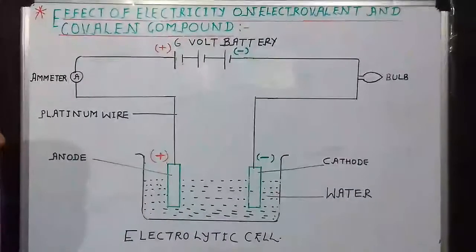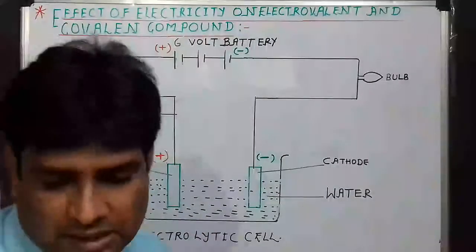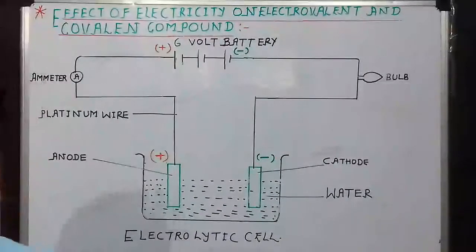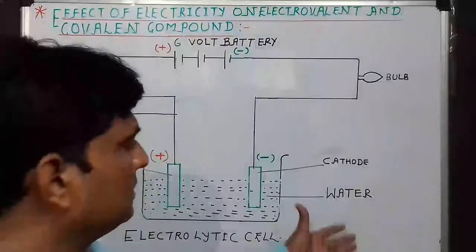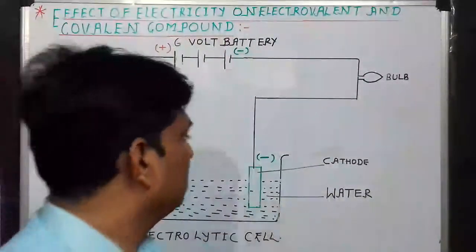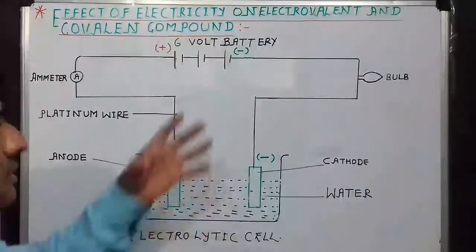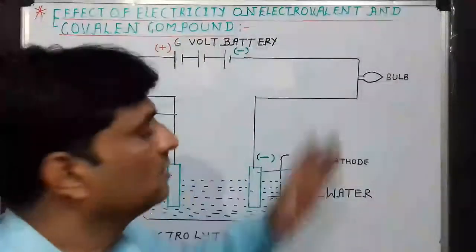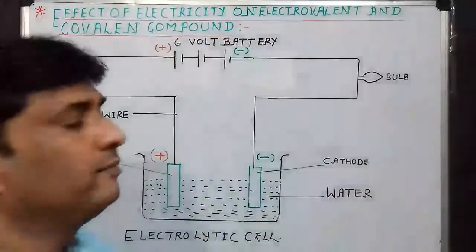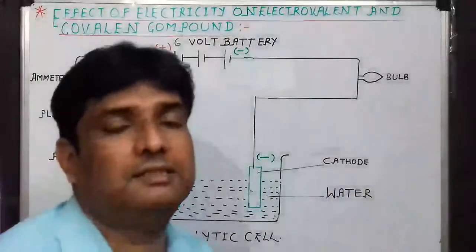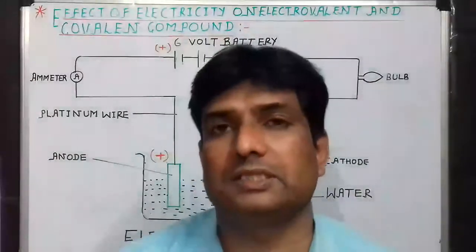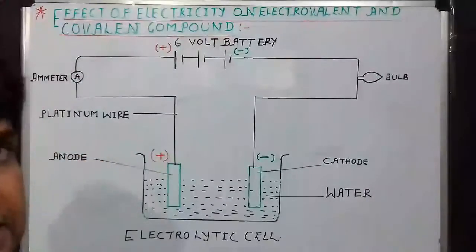Okay, and some electrolytic solutions, just like water mixed with electrolyte to form a liquid, and some electrolytes or electrovalent compounds, and we take some covalent compounds. First we start with electrovalent compounds, just like MgCl2, NaCl. Okay, sorry, NaCl, not NaCl2, NaCl.